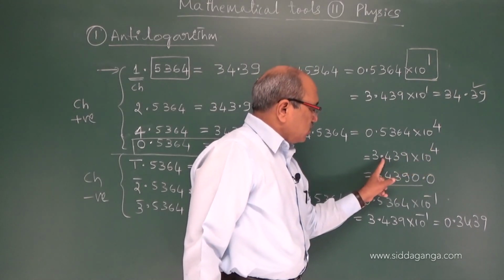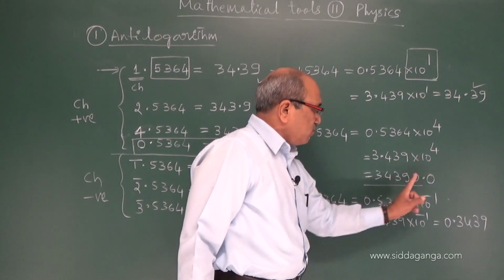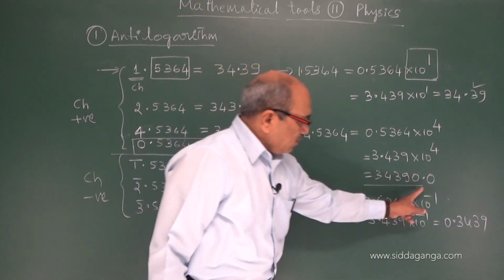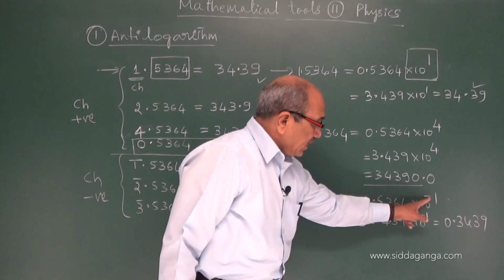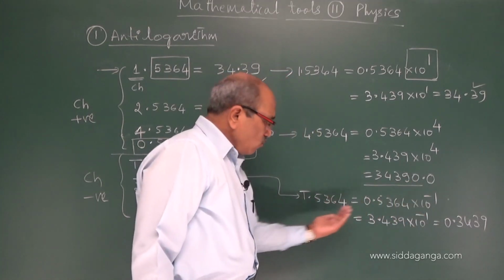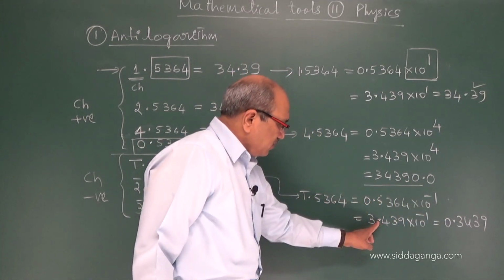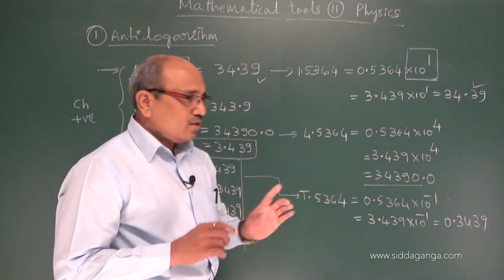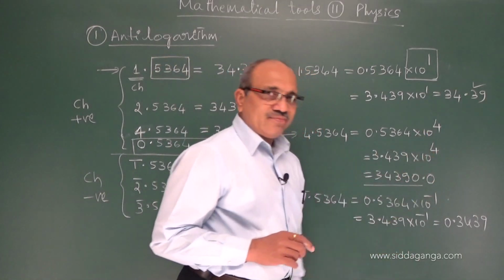Here 4 means I have to shift it by 4 digits: 1, 2, 3, 4. To remove this, I have to shift it. Similarly, minus 1 I have to remove, which means it is negative, therefore I move backward, 1 digit I have to come back. From this, 1 digit means 0.3439. I hope you followed. So, removing this power of 10.